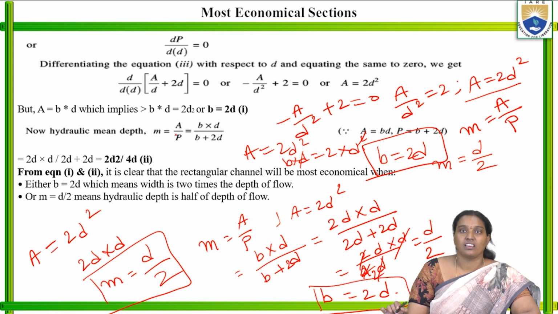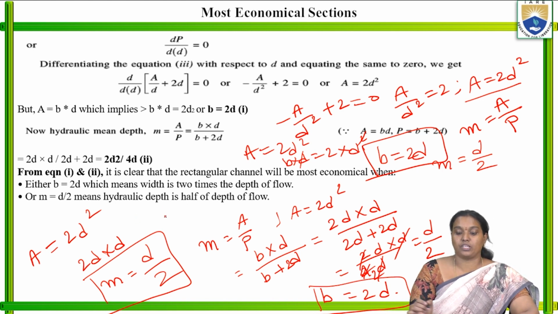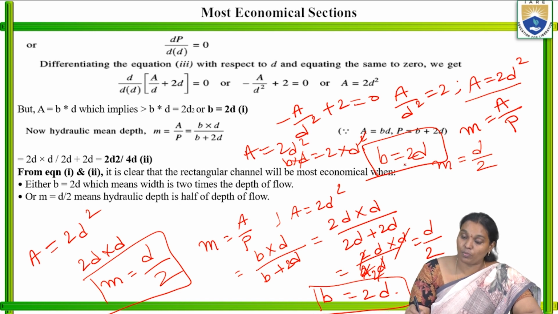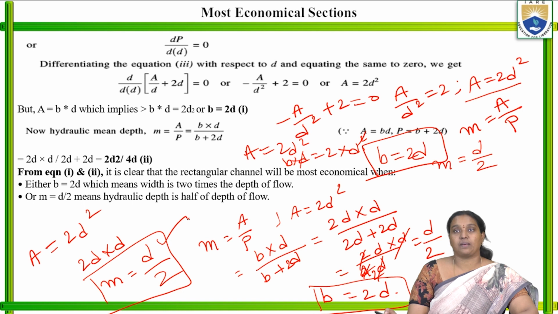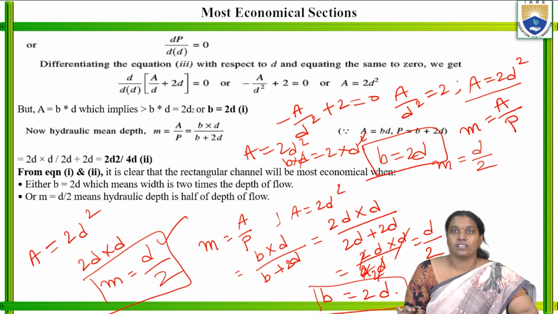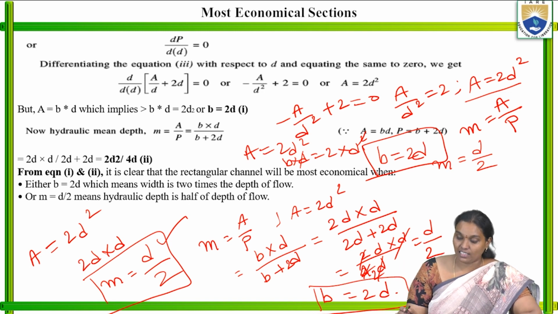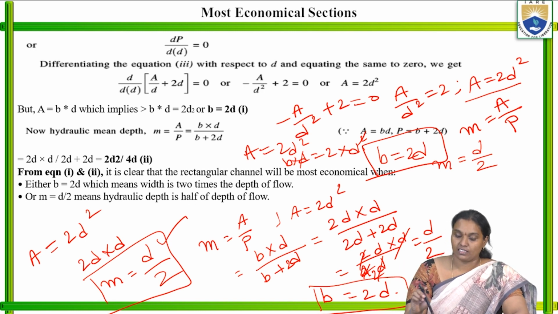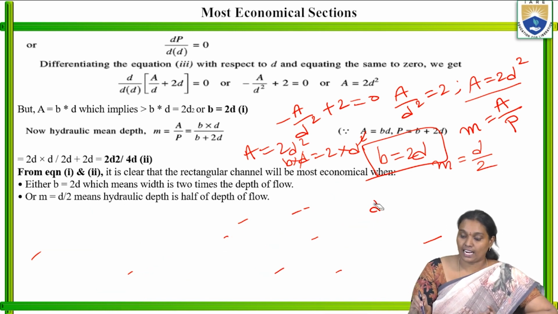We apply it simply in the hydraulic mean depth. M is equal to b into d divided by b plus 2 into d. Already we know b is equal to 2 into d. And finally we will get hydraulic mean depth is equal to d by 2. So this is the condition for the most economical rectangular channel section.